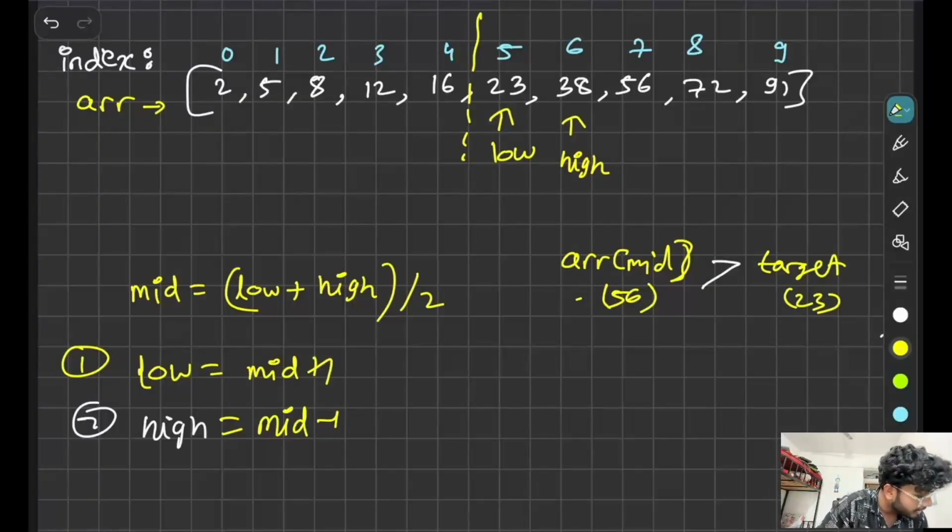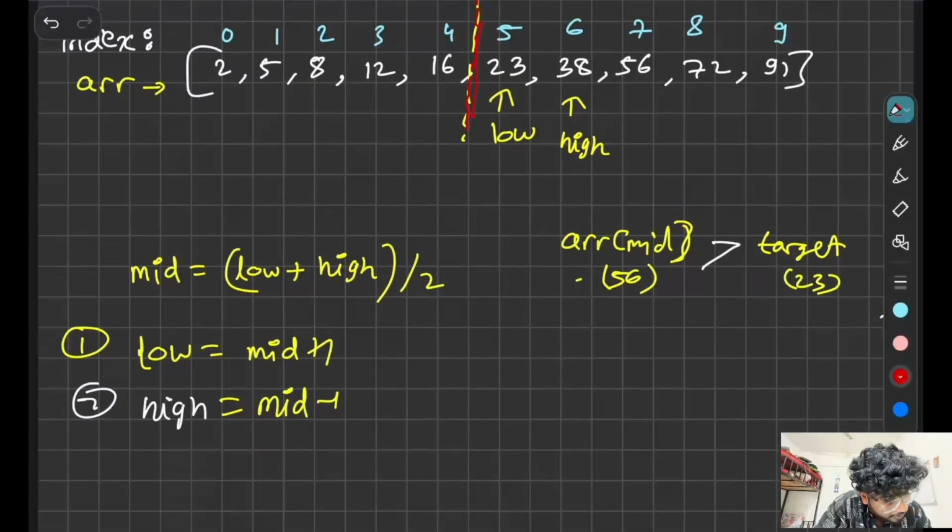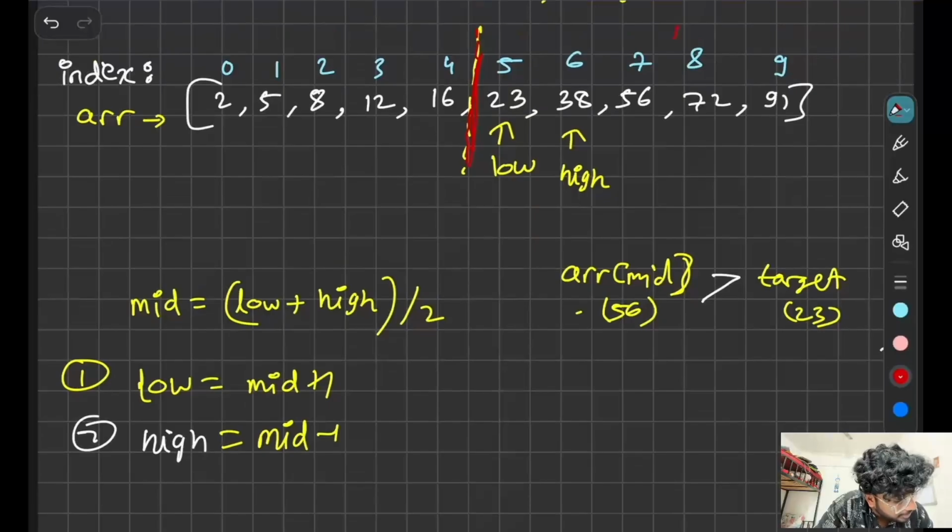Now this is also eliminated. Which half is eliminated? Let's denote our eliminated half by red color. Now this is my search space. This is also eliminated, and this is also eliminated, right? We have eliminated this. Okay, now this is my search space.